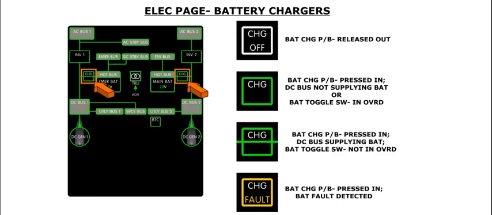If a flow line is visible in the icon, it indicates that the charge contactor is closed with the associated DC bus providing power to the battery, or the battery toggle switch is not in the override position. An amber outline with an amber fault label indicates a fault in the associated charger.